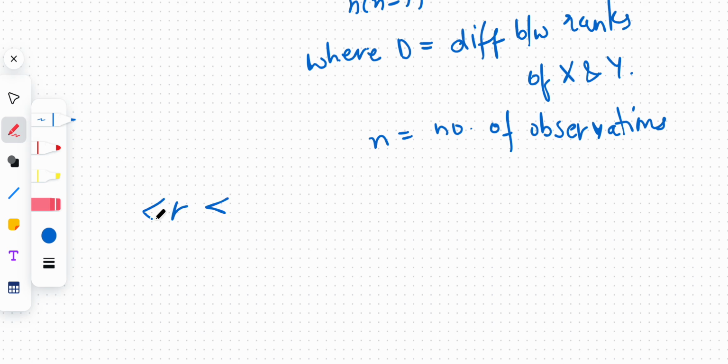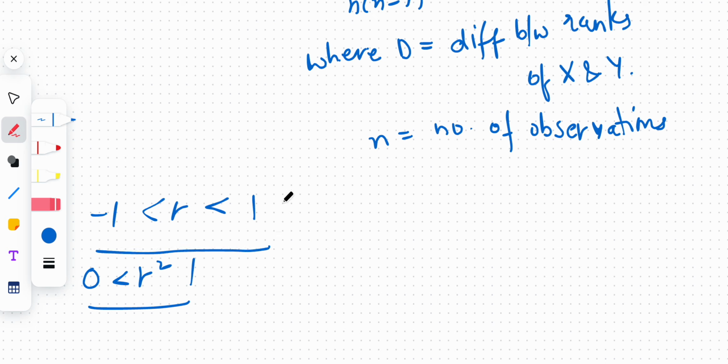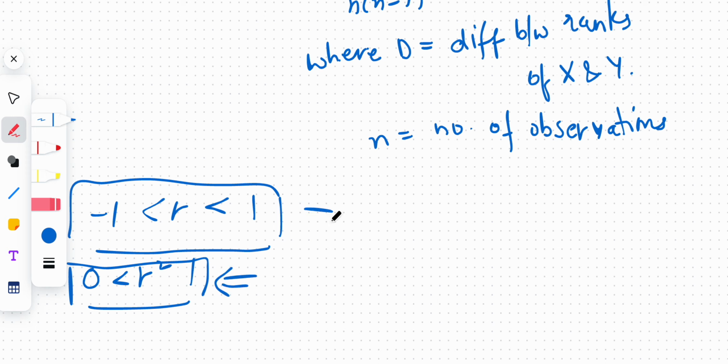Now one thing that I think I missed is that R will usually lie between -1 and 1, whereas R square will lie between 0 and 1, and I think that's the only way. So if anybody asks you otherwise, no, this is how it works.